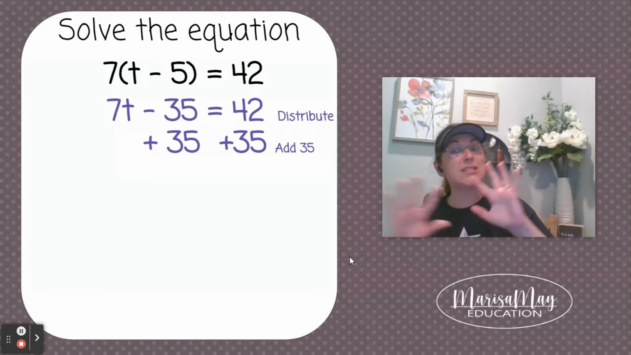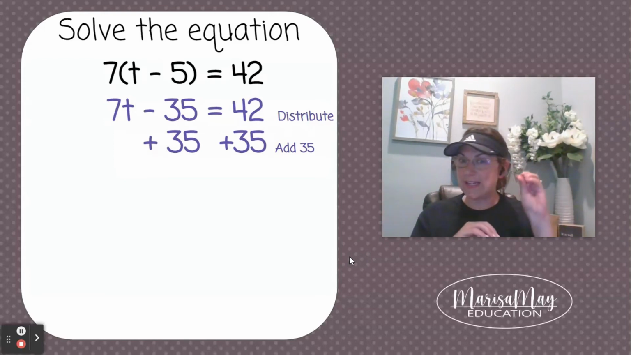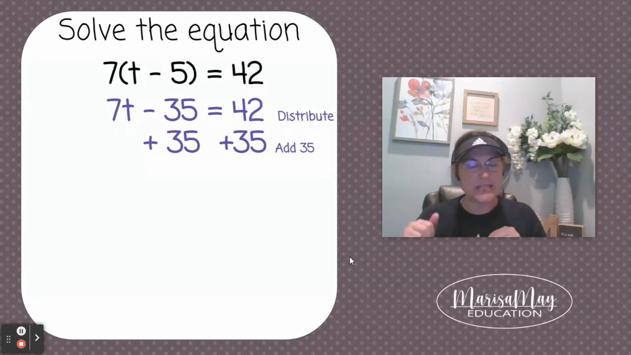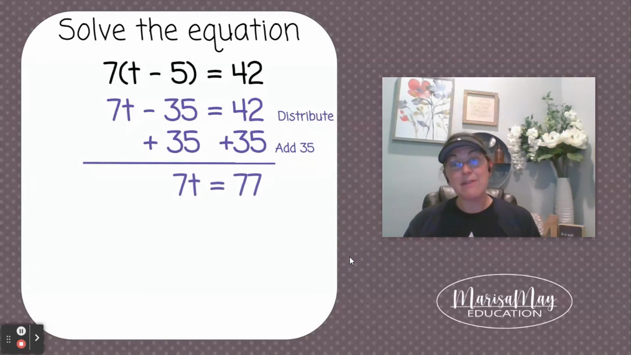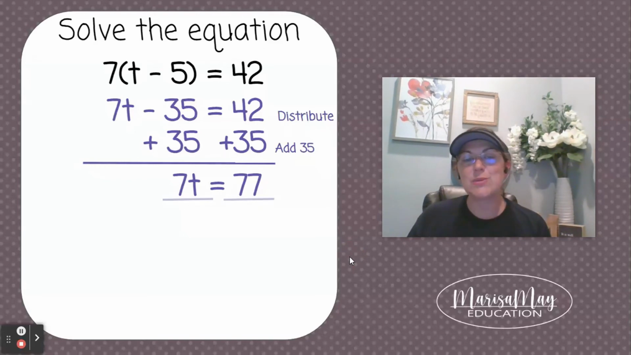Notice I did it to both sides of the equation. Remember that old phrase, whatever you do to one side of the equation, you've got to do the same to the other. So when I add 35, I'm left with 7t equals 77. And now we get rid of the multiplying by 7 by doing the opposite of multiplying by 7, which is to divide by 7. So we divide by 7 on both sides, and we get that t is 11 here.